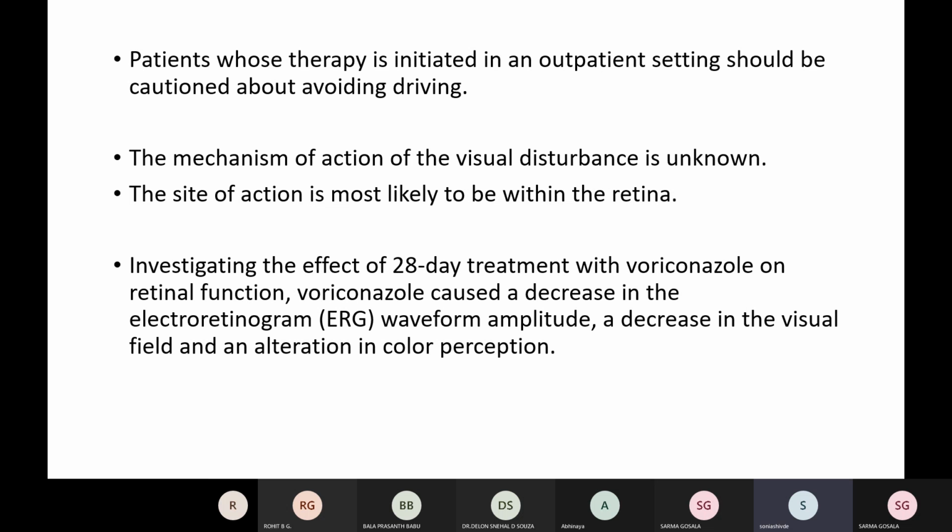For patients whose therapy is initiated as outpatient, where we are giving oral medication of voriconazole, they should be asked to avoid driving. Mechanism of action of visual disturbance is not exactly known. However, the site of action is most likely to be within the retina. Investigating the effect of 28-day treatment with voriconazole on retinal function, it was found that electroretinogram waveform amplitude was reduced, there was decrease in the visual field, and there was alteration of the color perception.